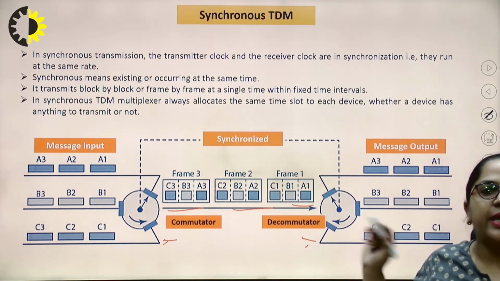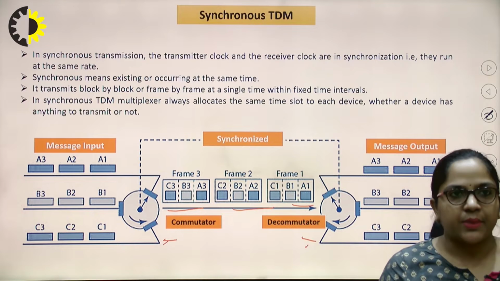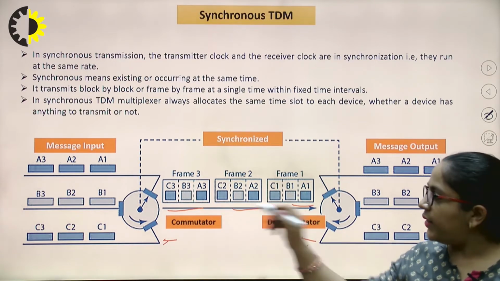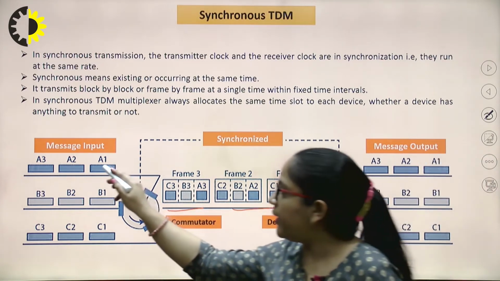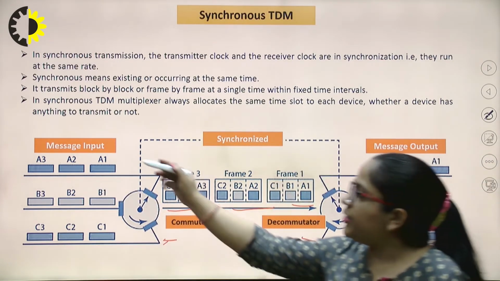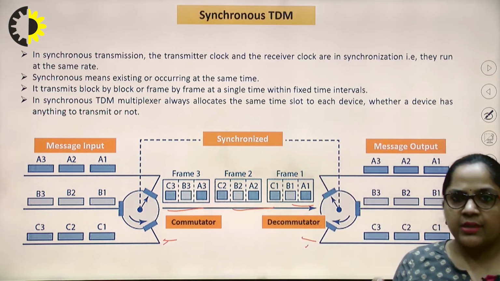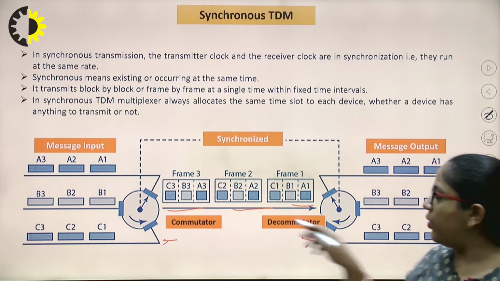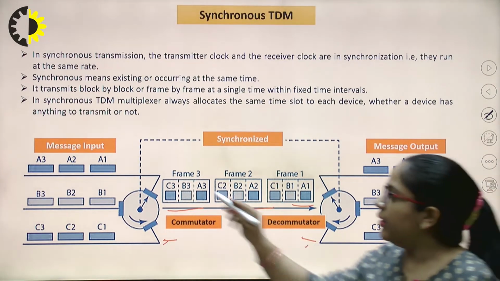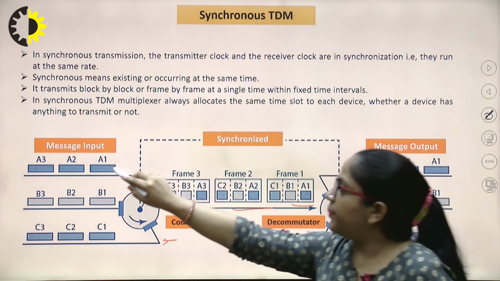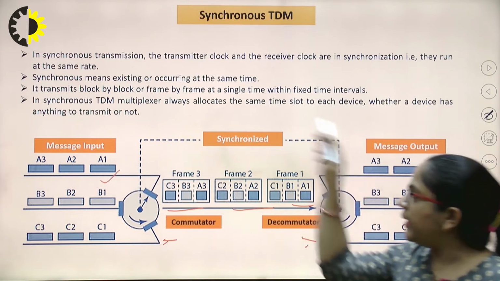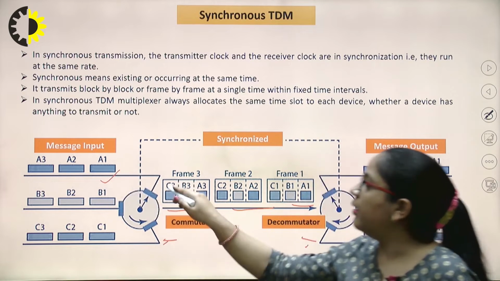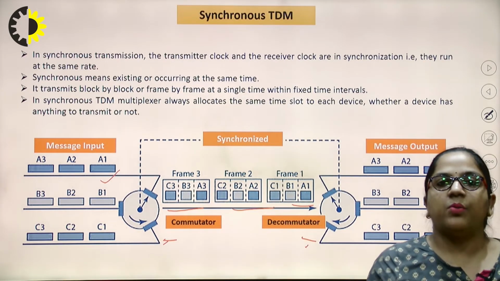In case of synchronous time division multiplexing, the data will be transmitted block by block or frame by frame at a single time with fixed time interval. For example, here we have multiple users. Each user will be allocated a fixed time slot. And also at the receiver, the same clock will be used at the receiving end, and whichever user wants to transmit data in that particular time slot can transmit his or her data in the form of frames or in the form of blocks.